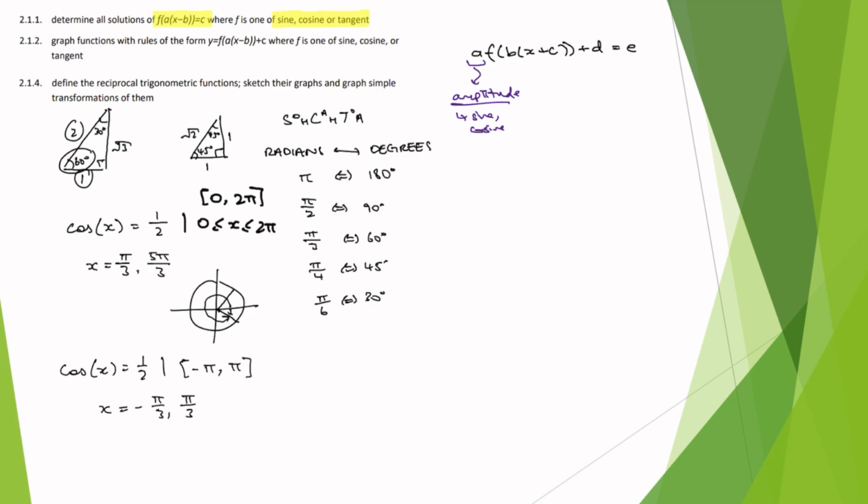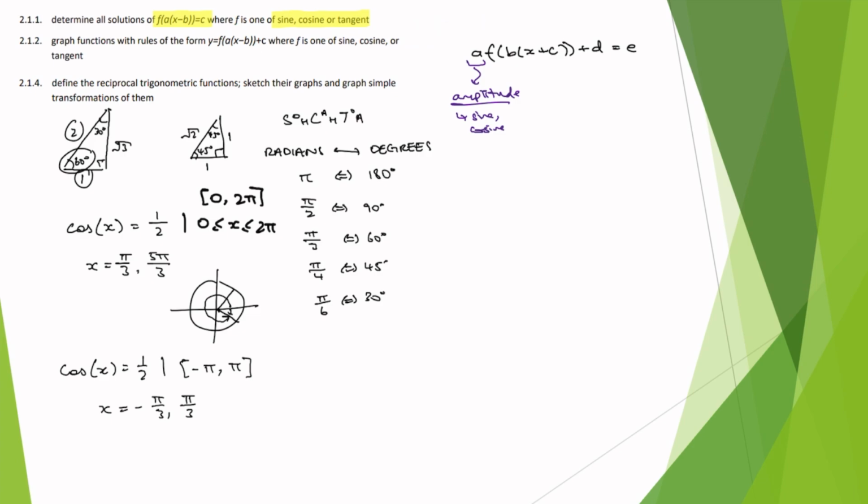Now, there's no definition of amplitude for tangent. For tangent, if we look at the function, it looks something like this. And so there's no amplitude equation because essentially it goes from negative infinity up to infinity. So the concept of amplitude doesn't exist for tangent.